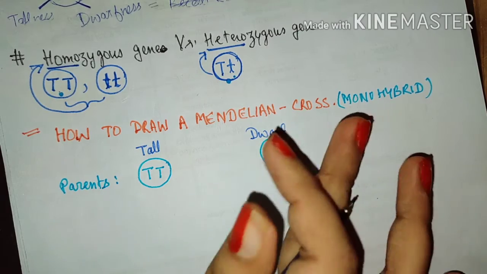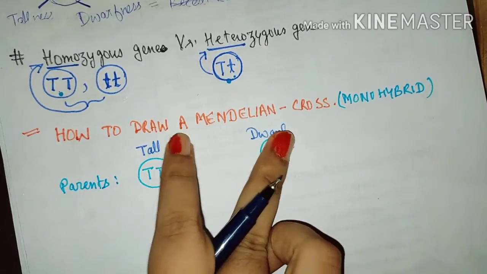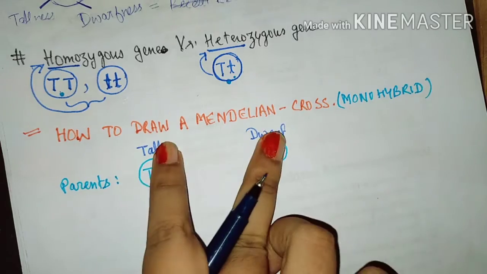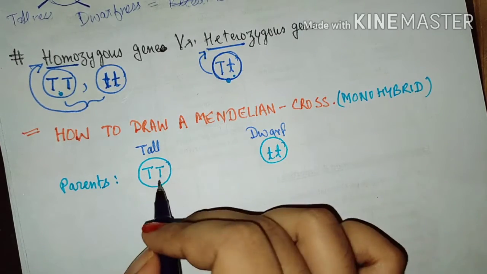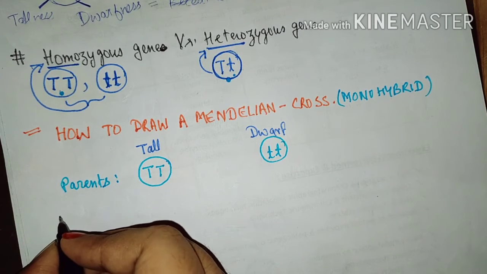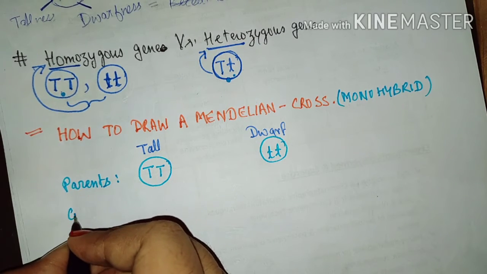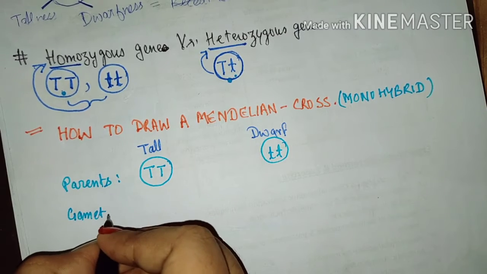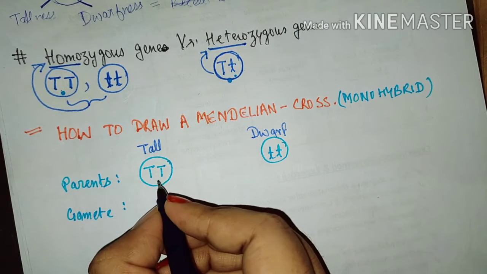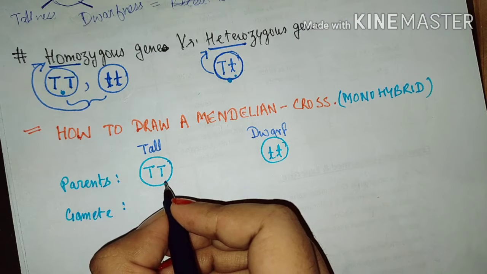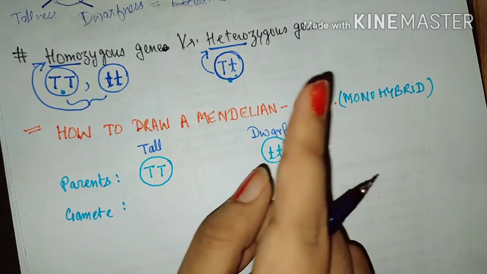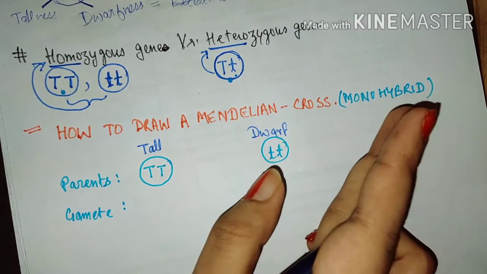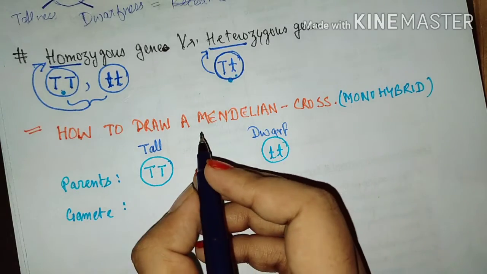You have to begin like this. The two characters of the parent you have to write. Then you will write their genotype, meaning the condition of the genes. Then you have to draw the gamete. In the gamete, you know that only one allele will go from every gene. When there are two alleles, only one allele will go in one gamete and the second allele will go in the second gamete.